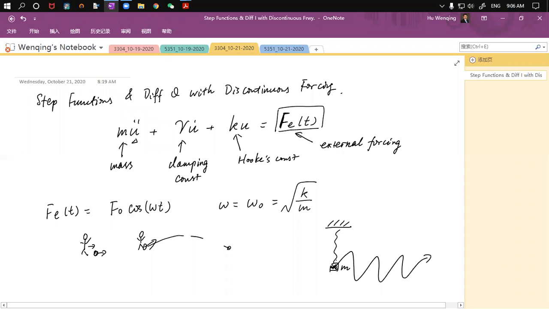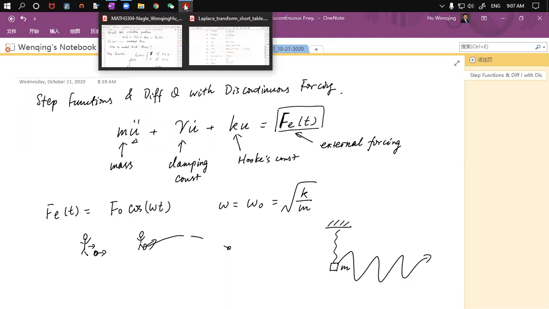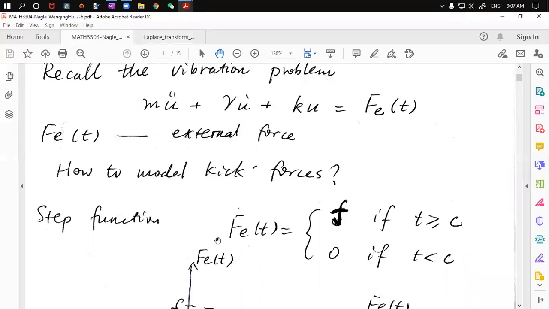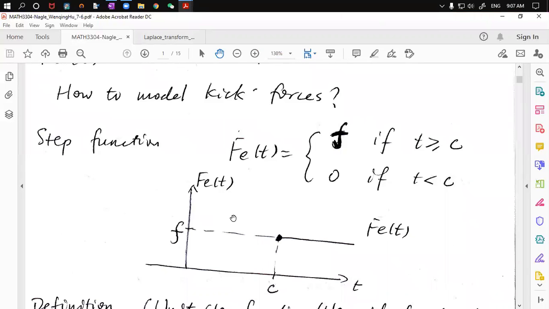So you're going to give the mass a huge kick, right? As long as you give the mass a huge kick, it is going to start its motion, interrupted by the huge kick. So it is possible that the right hand side of this vibration equation is a discontinuous function. That means we would like to consider the discontinuous function more carefully.